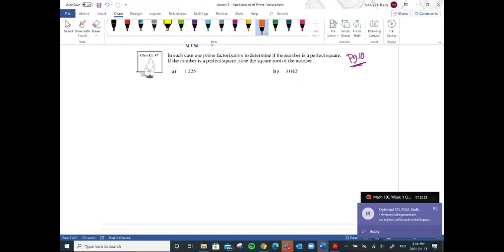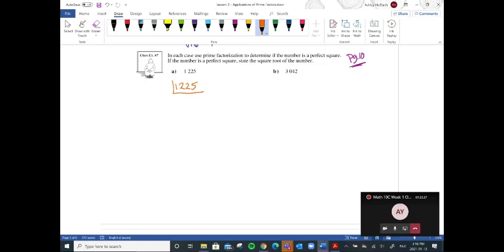Okay, so it says in each case, use prime factorization to determine if the number is a perfect square. If the number is a perfect square, state the square root of the number. So again, we're not going to use the calculator. We're not going to plug in square root of 1225 because that'll just give us the answer. We want to actually go through the process of it. So let's use a factor or a division table so we can see a different method.